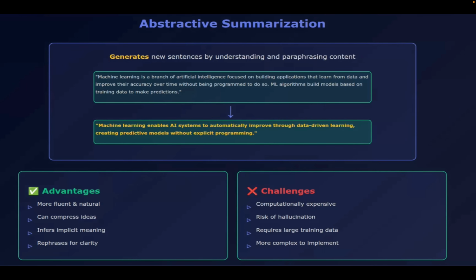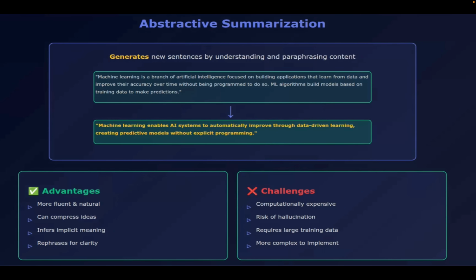Similarly, abstractive summarization generates new sentences by understanding and paraphrasing the content. So it will be creating a new sentence out of the given sentences. It is more fluent and natural, and it can compress ideas, infer implicit meaning which is not explicit when you read the paragraphs, and rephrase for clarity as well.